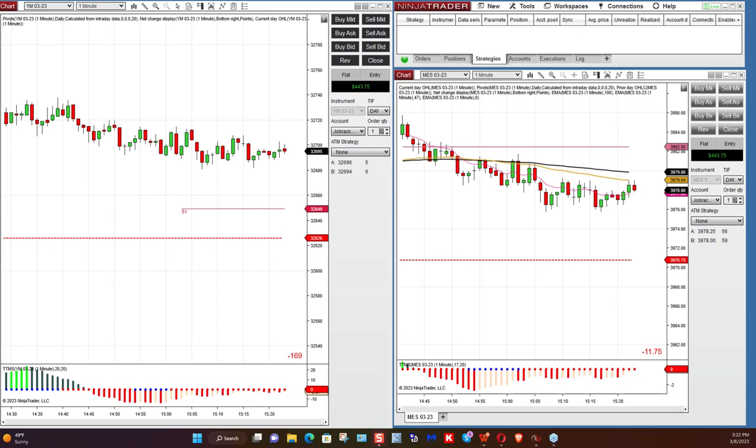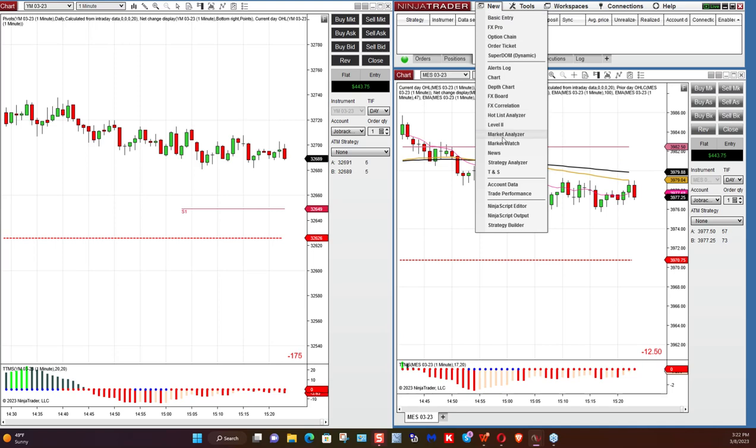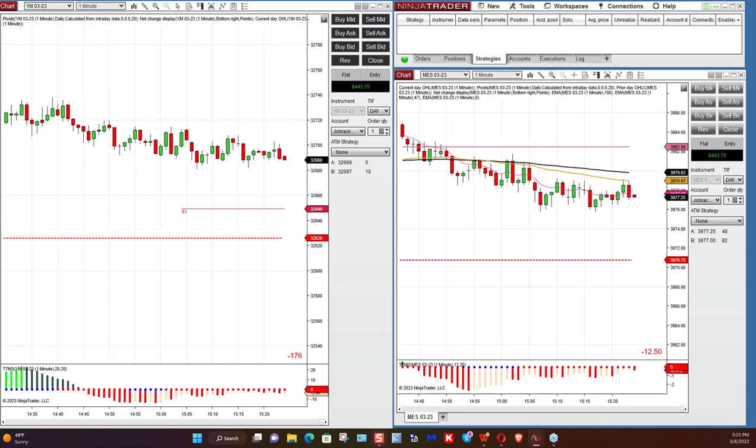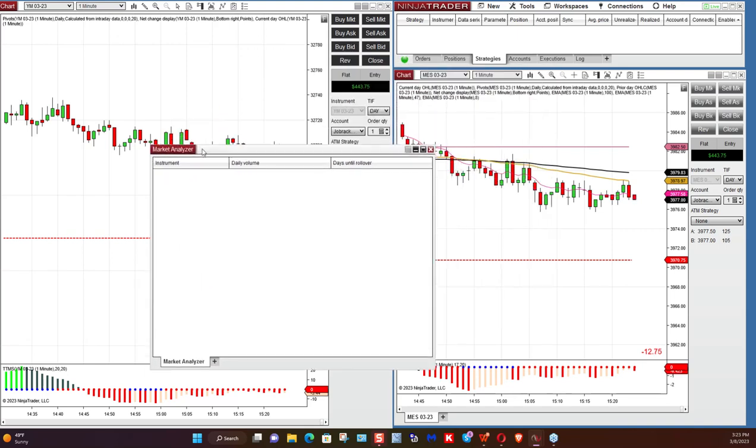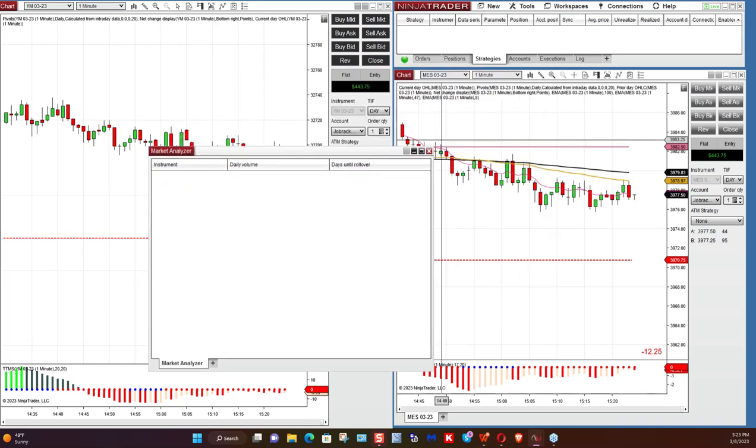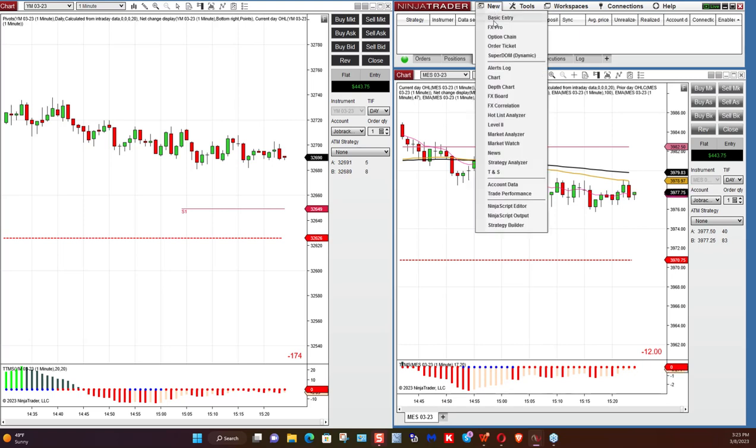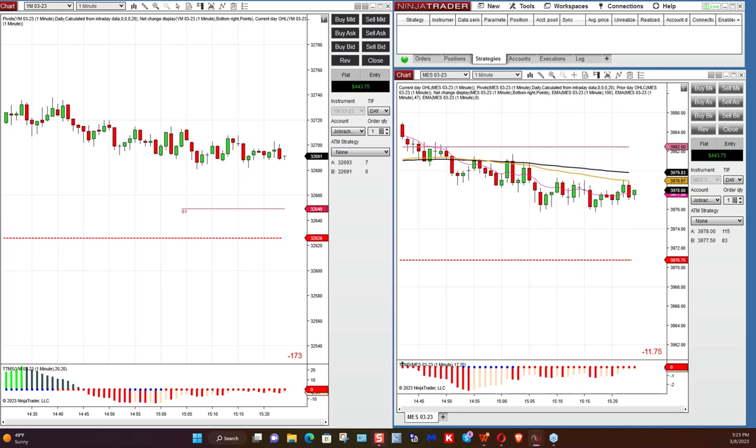So it's a good idea at times to check your volume, okay? And you'll come to know what's considered good volume or lousy volume. So let me show you a little chart that I made. If you go to New and you go to Market Analyzer, everybody do it. Go to New and Market Analyzer. Please do it. Hopefully your Ninja is booted up. You should keep your Ninja booted for all our classes, right?